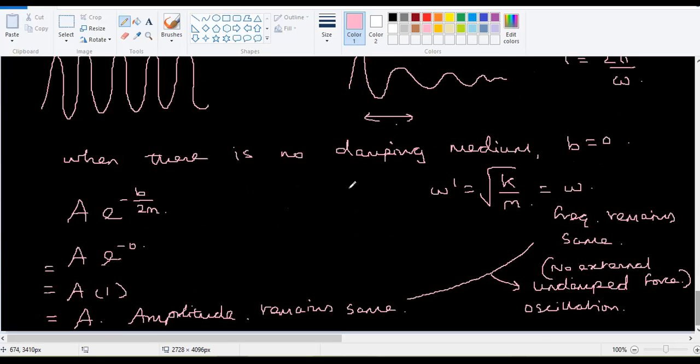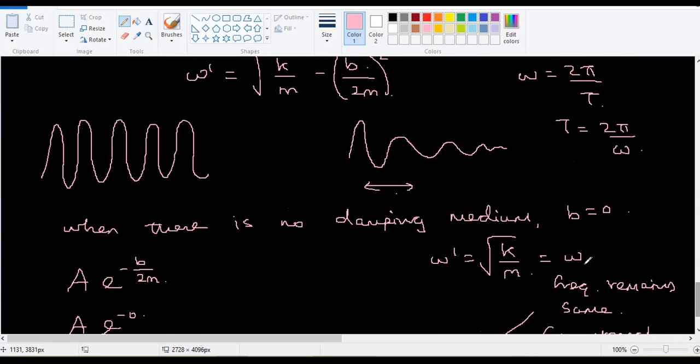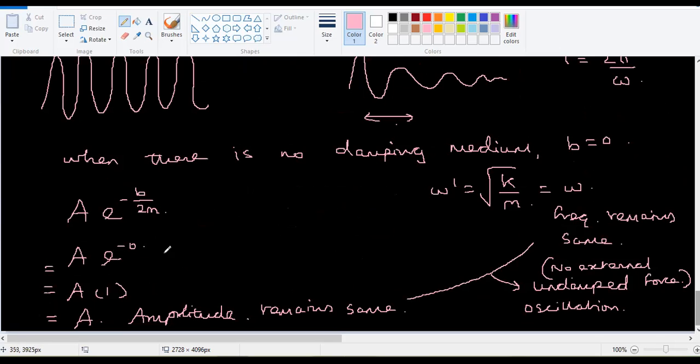So a special case is when D is equal to 0, there is no damping medium, which means omega dash will become square root of k by m, which is equal to omega. And the amplitude will become anything to the power 0 is equal to 1, which means into A, which means the amplitude remains the same. Everyone clear?